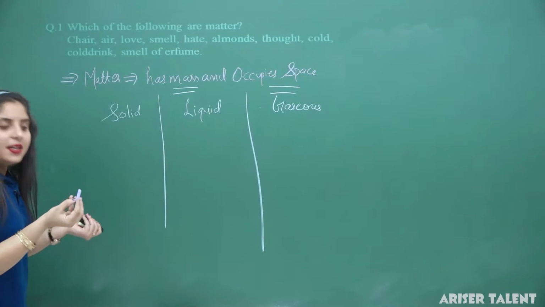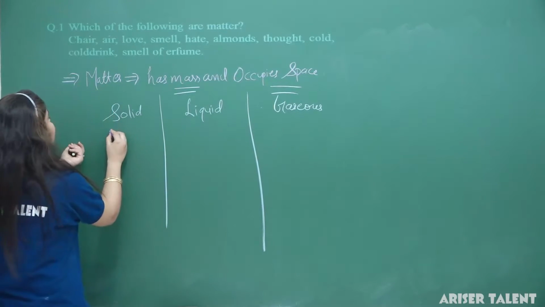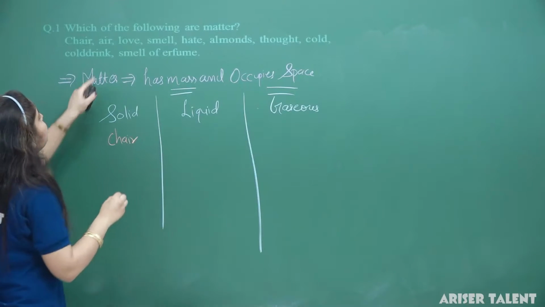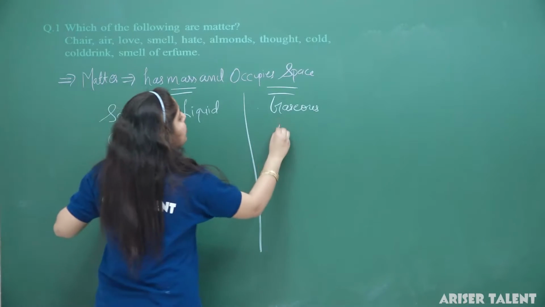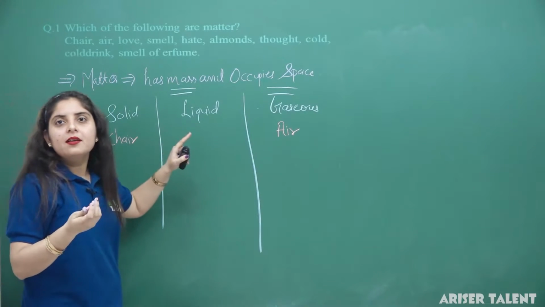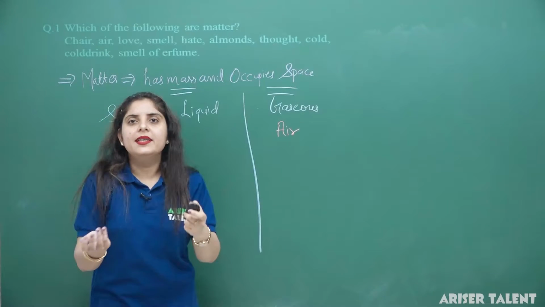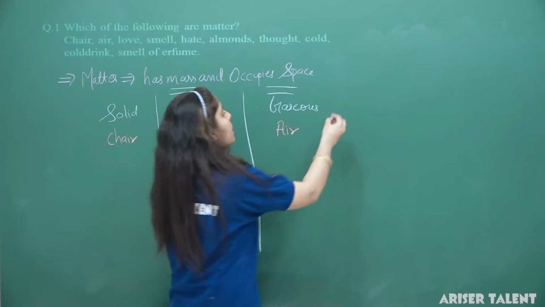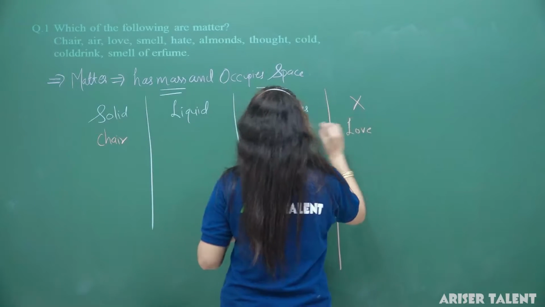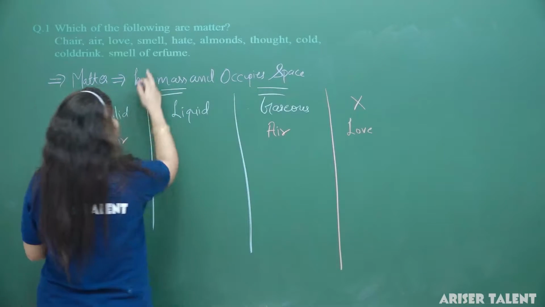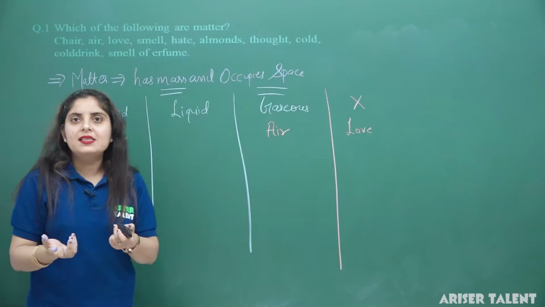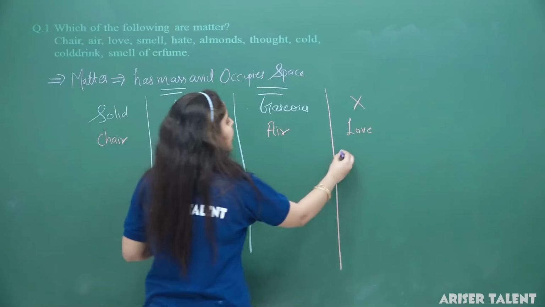Firstly, chair. Chair is considered a solid, so it is counted in the category of solid matter. Second, air. Air is a gaseous matter. Love is a feeling, so we can't touch it and it cannot occupy any space. So love is not counted in any category of matter. Next is smell. Smell is due to particles. It does not occupy any space, so smell is not considered in the category of matter.